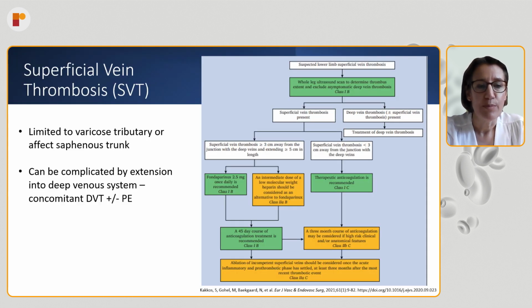So looking at acute superficial venous disease, there can be superficial vein thrombosis, which can be limited to varicose tributaries or affect a saphenous trunk. It can be complicated by extension into the deep venous system with concomitant DVT and PE. I've just put a picture here of the ESVS guidelines of how to treat this. Of note, if you have a superficial vein thrombosis within 3 centimeters of the junction with the deep veins, then therapeutic anticoagulation is recommended.